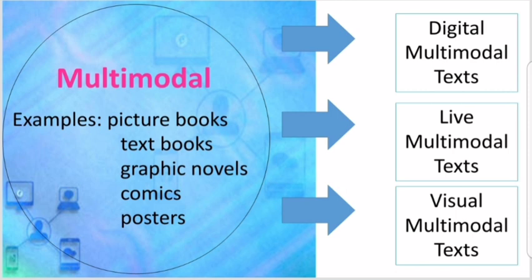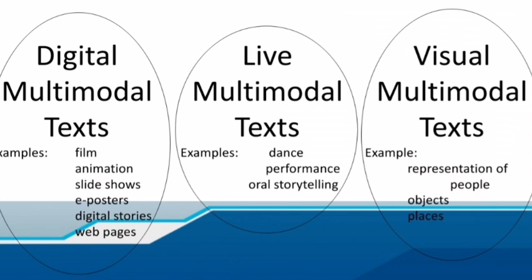Examples of multimodal text are picture books, textbooks, graphic novels, comics, and posters. Digital multimodal texts are film, animation, slideshows, e-posters, digital stories, and web pages. And live multimodal texts are dance, performances, and oral storytelling, while visual multimodal texts are representations of people, objects, and places.